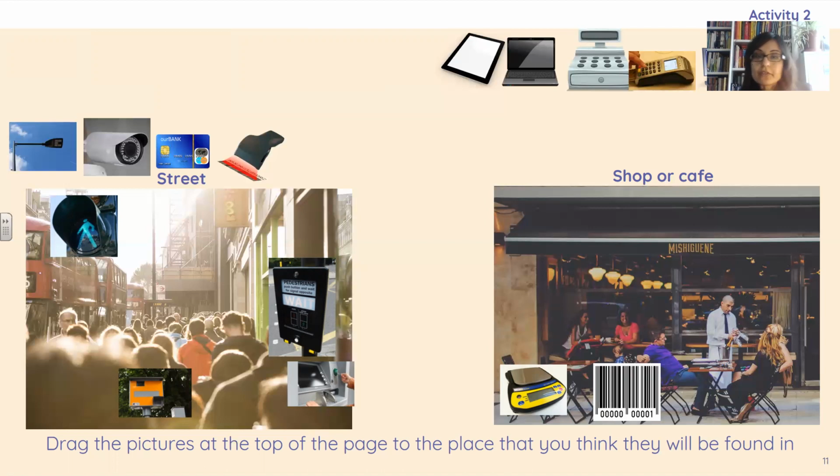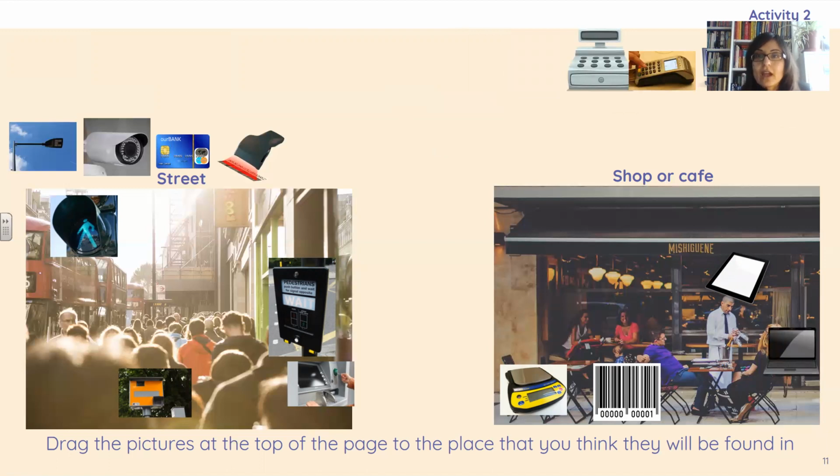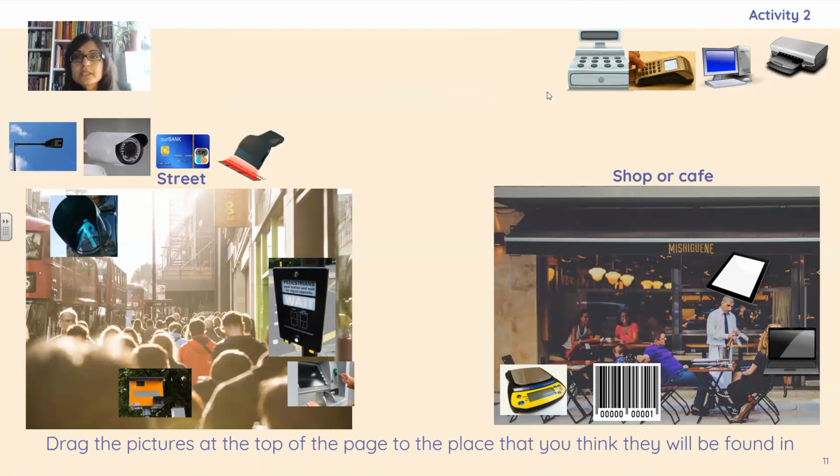iPad. Will we find it on the street or the shop cafe? Move yourself or jump to the side you think it's on. Shop cafe. Laptop, street or shop cafe? Shop cafe. Cash point. So I need to move myself. A cash point till. Where would we find one of those? Jump to the side, the street or the shop cafe.